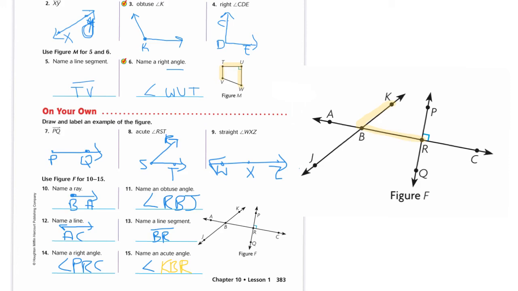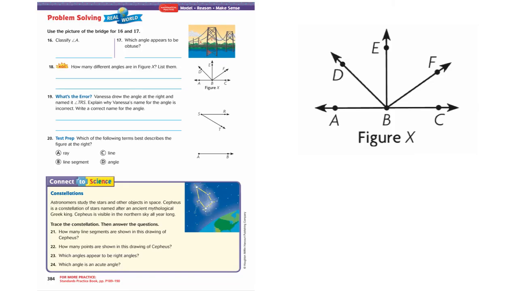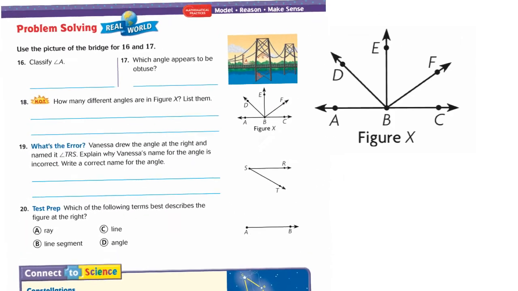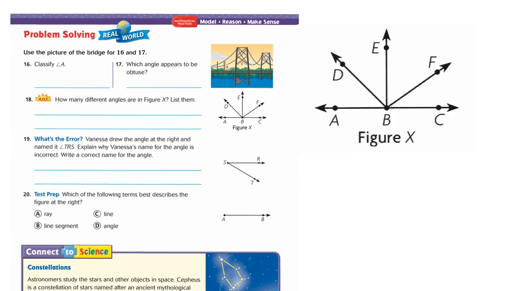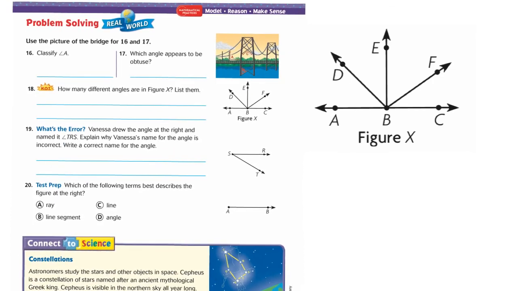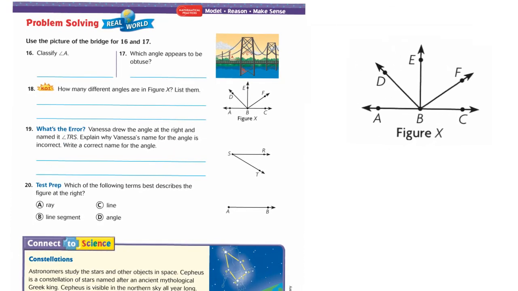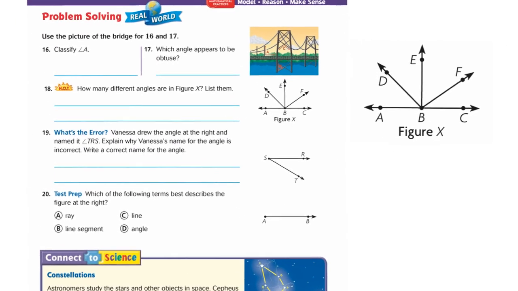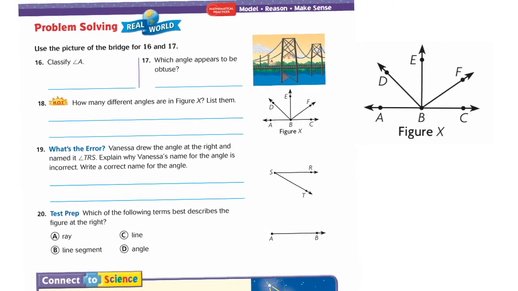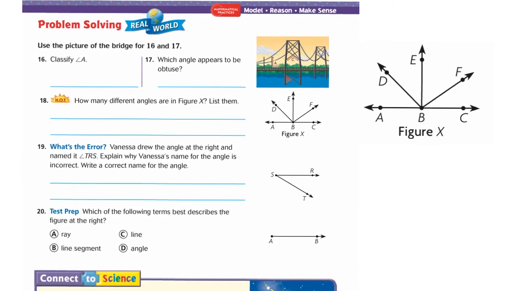That looks good. Why don't we go ahead and flip over to our last page, which is 384. Okay, on page 384, number 16, let me go ahead and zoom in here. We are asked to take a look at that bridge picture. Move this over. And to answer questions 16 and 17.